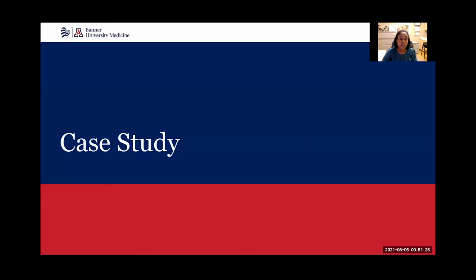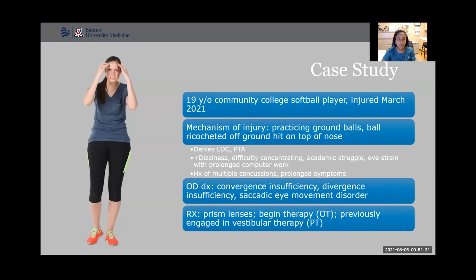So I want to take a minute and talk about a quick case study example. She actually is a current patient of mine, so I'm talking in past tense, but also current tense as well. She's a 19-year-old community college softball player. She was injured March of this year. The mechanism of her injury was that she was practicing catching ground balls when one of those balls came up awkwardly and ricocheted off the ground and struck her right on top of her nose.